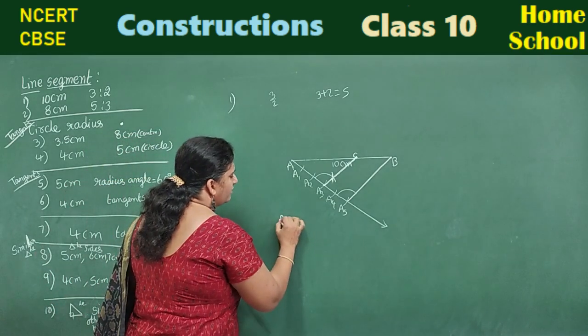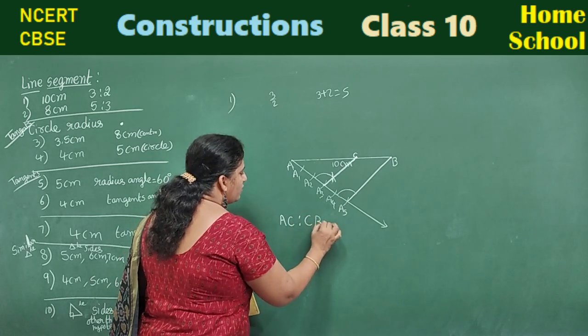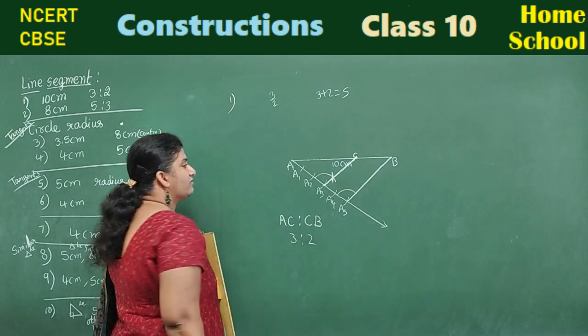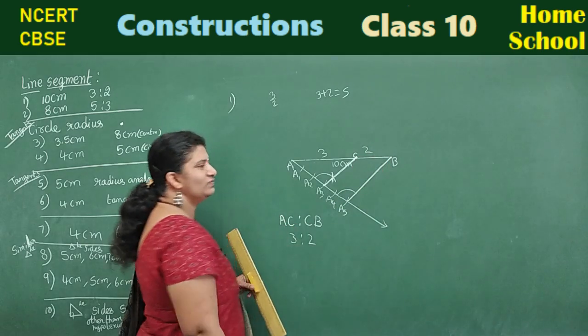And write: AB is a line segment divided in the ratio AC is to CB in such a way. This is in the form of 3:2, 3 and this is 2.